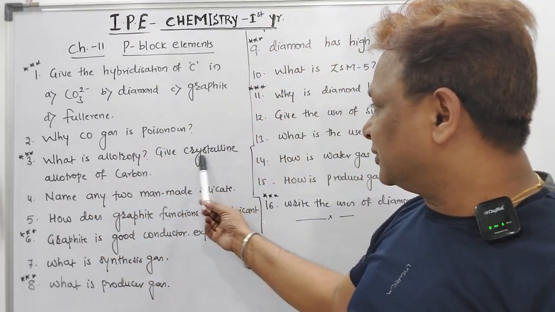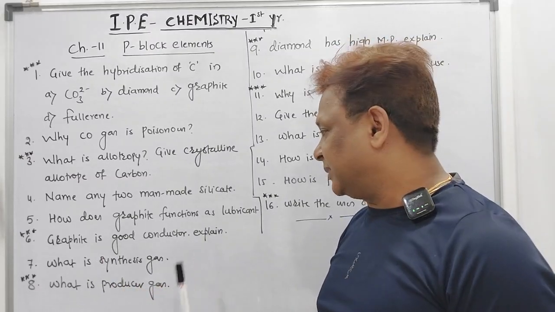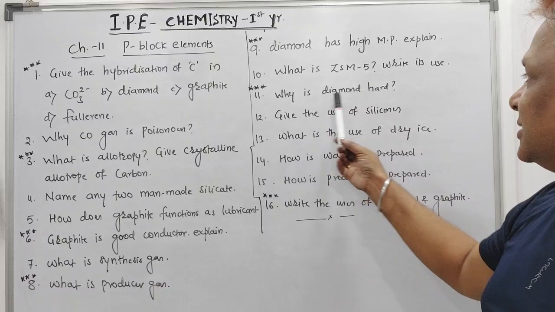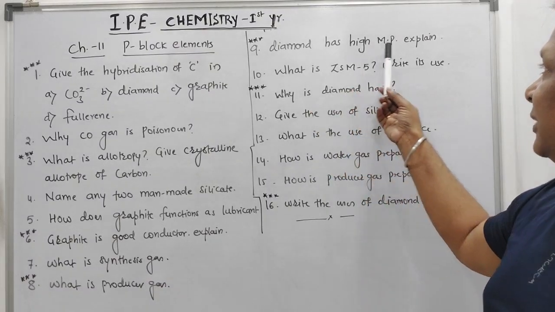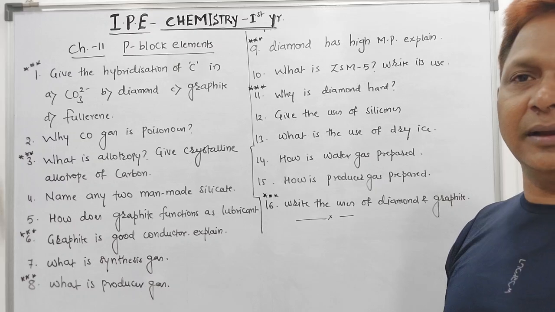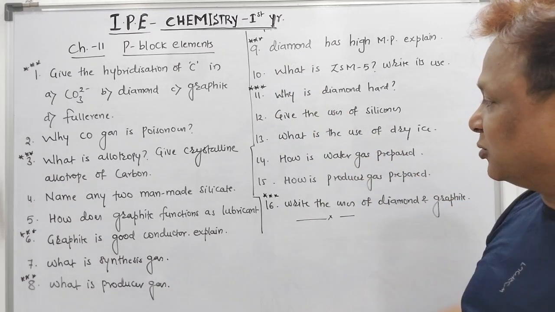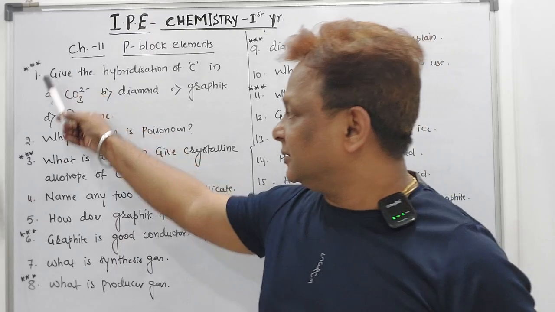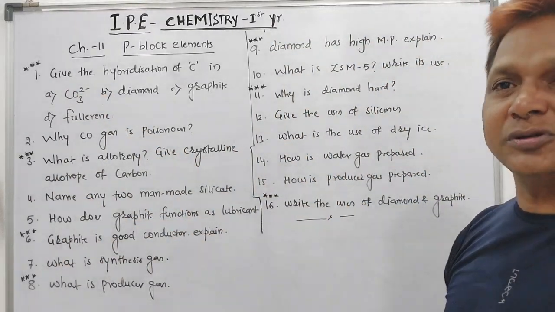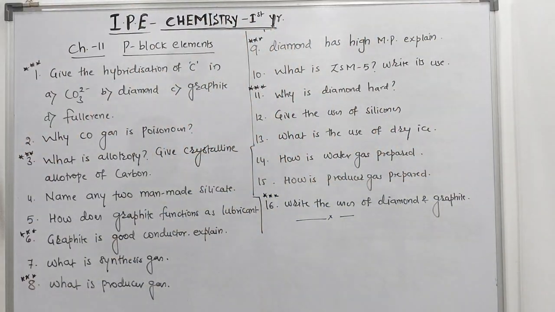What is allotropy? Give the crystalline allotropes of carbon. Graphite is a good conductor. Explain. What is producer gas? Why is diamond hard? Diamond has a high melting point. Explain. Write the uses of diamond and graphite. Right? These are the most important questions. But among the total questions, these 4 plus 3, 7 are the most important questions in VSAQs. Take a screenshot of this.